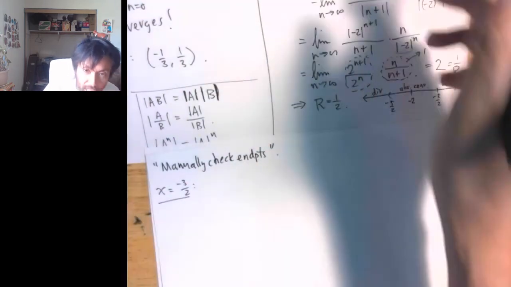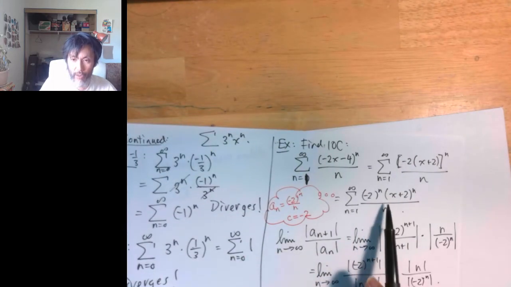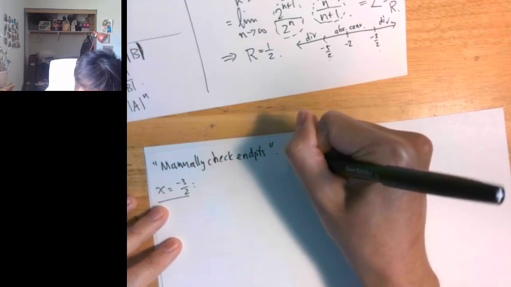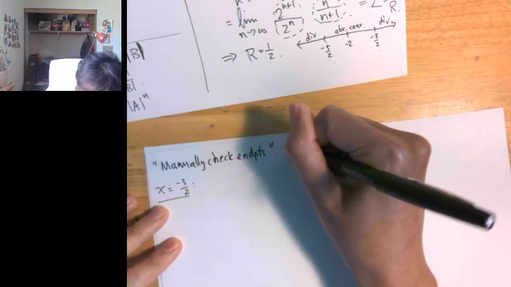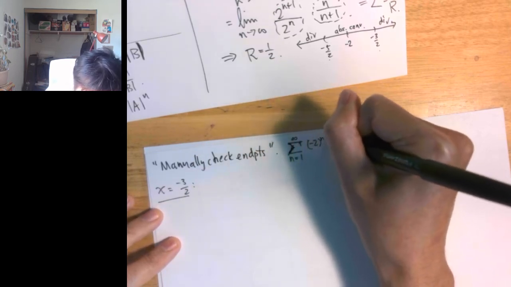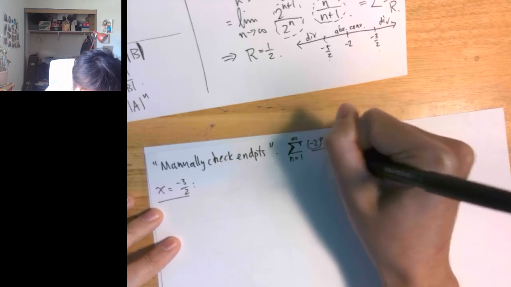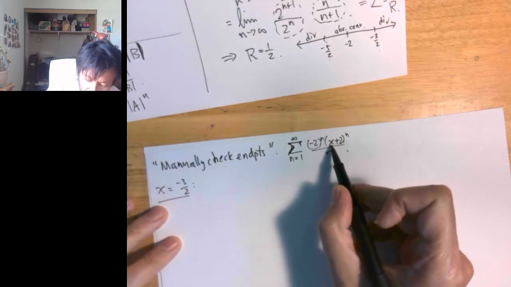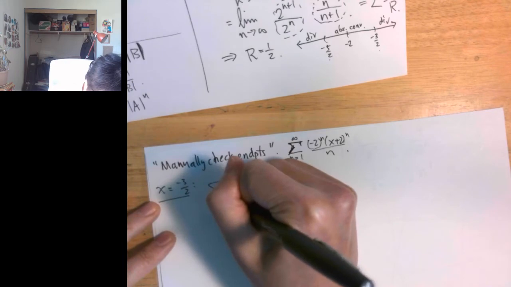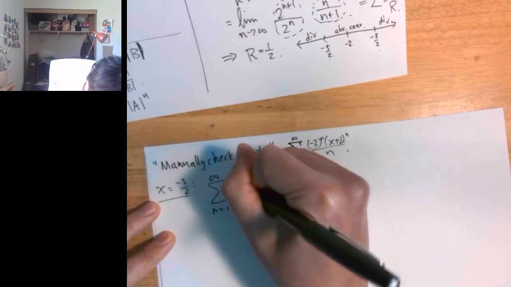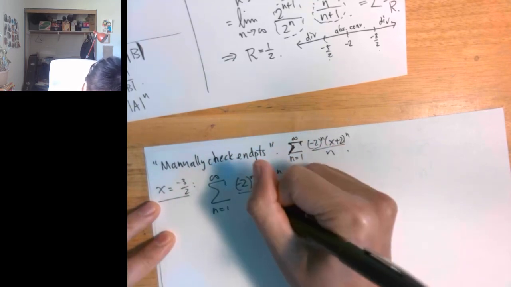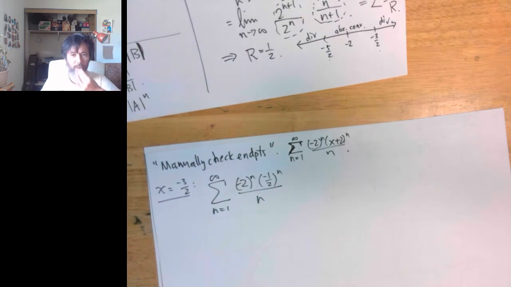So if I plug in x equal to -3/2 into my original power series, here is the original power series. Let me just rewrite it on this sheet of paper so I don't have to keep referring to it. So we have the sum from n equals 1 to infinity of (-2)^n over n times (x plus 2)^n. Now if I plug in x equal to -3/2, -3/2 plus 2 is -1/2. This series becomes the sum from n equals 1 to infinity of (-2)^n times (-1/2)^n over n. I hope you can all believe that.